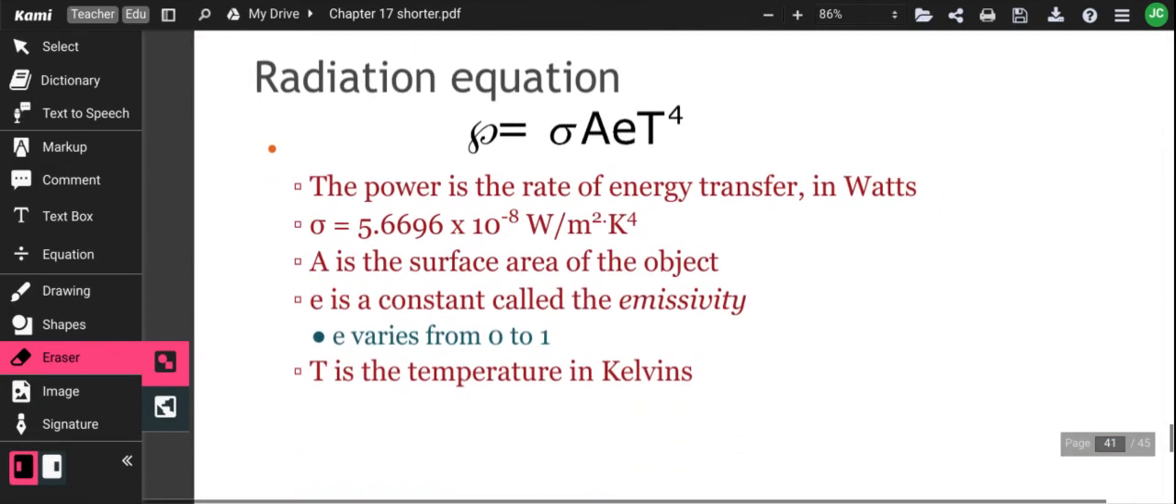The equation for this is on the screen in front of you. The rate of energy transfer is equal to the constant, the radiation constant that you can see here. A is the surface area. E is a constant called the emissivity constant, which describes how effective the radiation is happening. 0 would be not at all. 1 is being perfect. And T is the temperature in kelvins. And notice this is the fourth. There are very few equations that have T to the fourth. That equation here gives you the power at any given point.